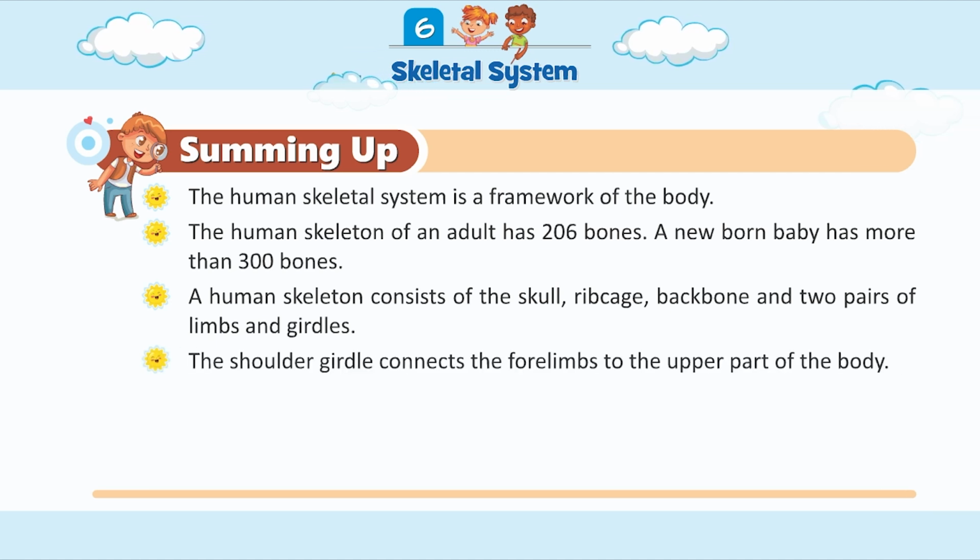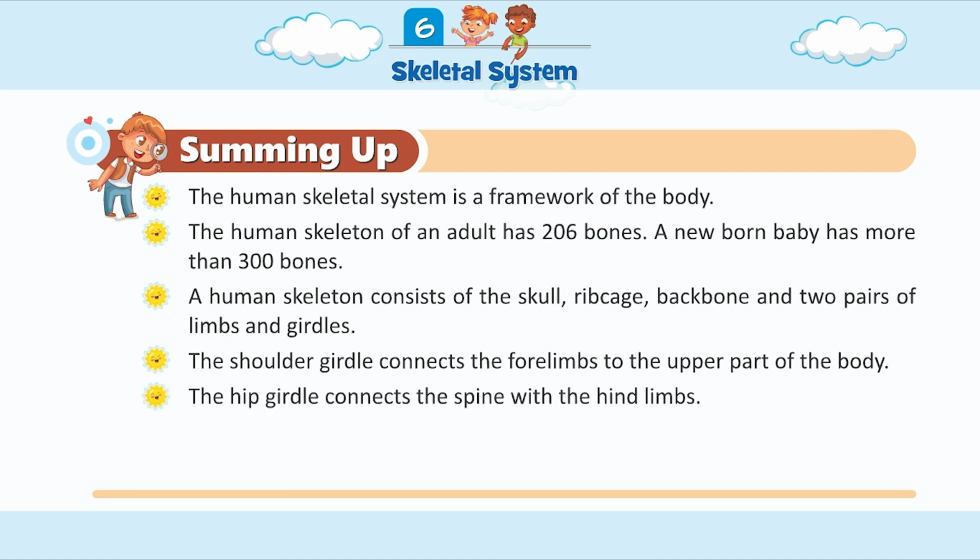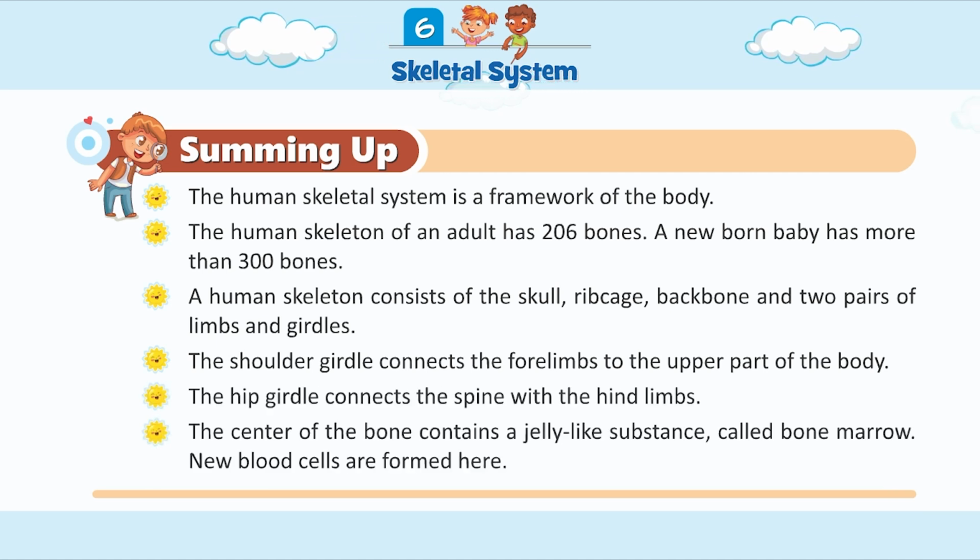The shoulder girdle connects the forelimbs to the upper part of the body. The hip girdle connects the spine with the hind limbs. The center of the bone contains a jelly-like substance called bone marrow. New blood cells are formed here.